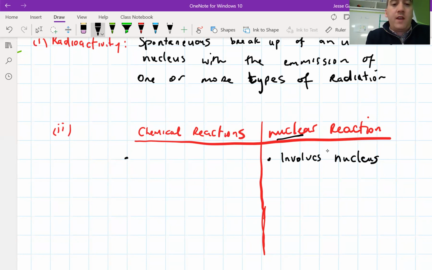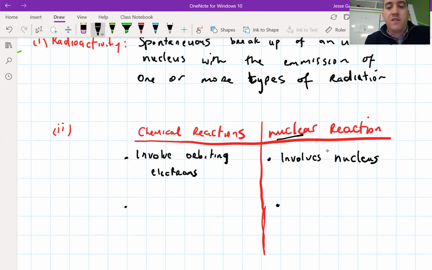What part do chemical reactions involve? They involve the orbiting electrons. These electrons that are in the shells or the energy levels are what's involved in a chemical reaction. That's one difference. The second difference I wanted to talk about is which one creates a new element. One of these reactions sometimes creates a new element, whereas the other one does not.